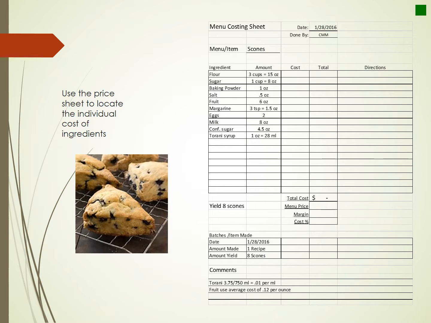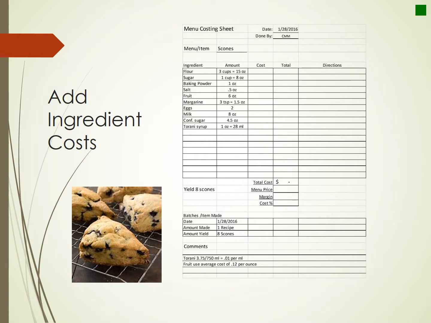We transferred the recipe's ingredients onto the costing sheet for the scone recipe. Using the price sheet, find the cost of the ingredients. Flour is 1 cent an ounce. Sugar is 3 cents an ounce. Baking powder is 9 cents an ounce. Find all of the prices and enter them into the cost section. Where you can, state your ingredients in ounces so you can do the math easily.